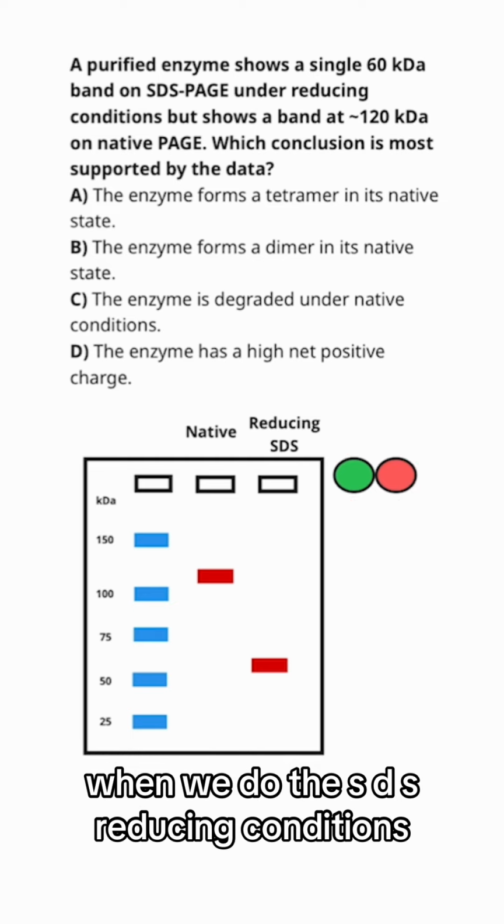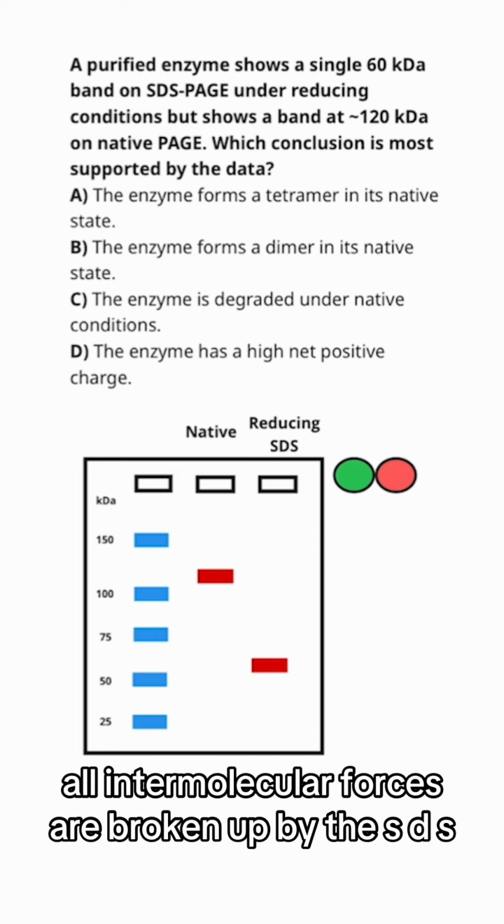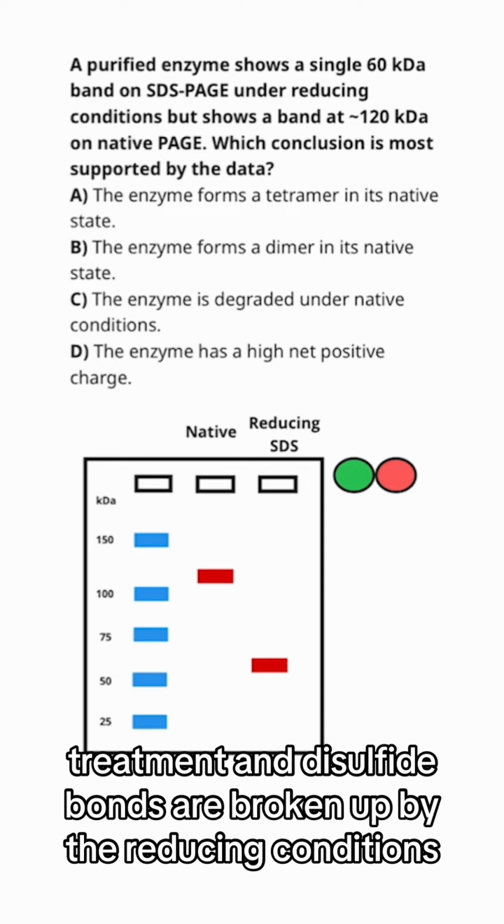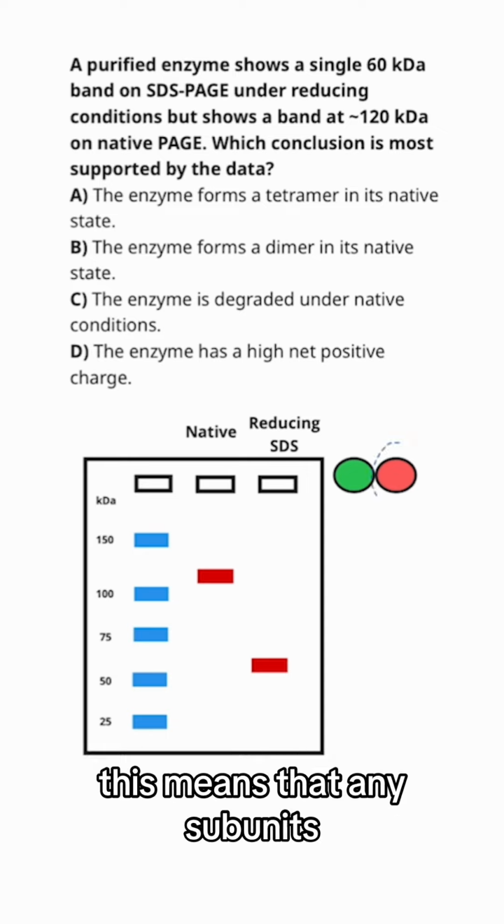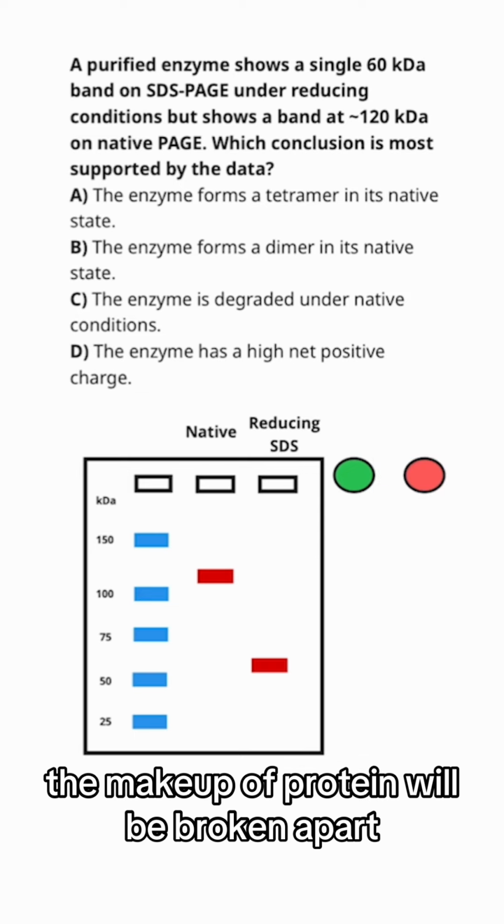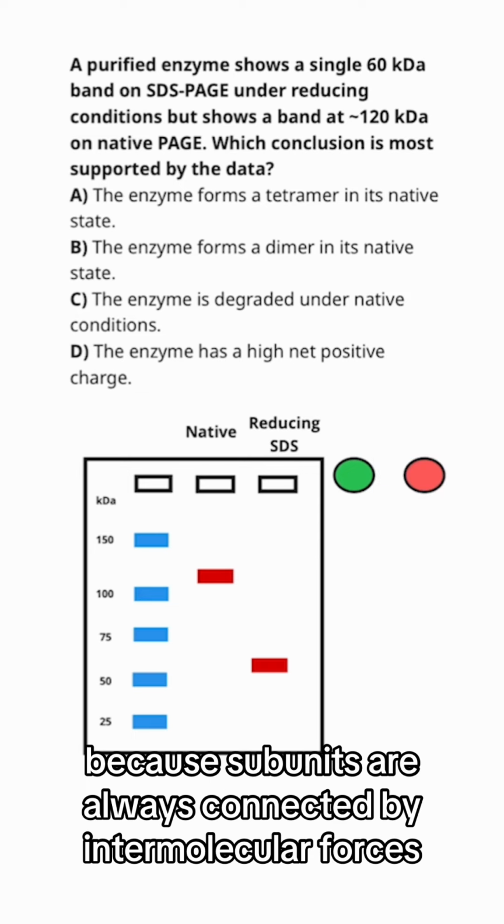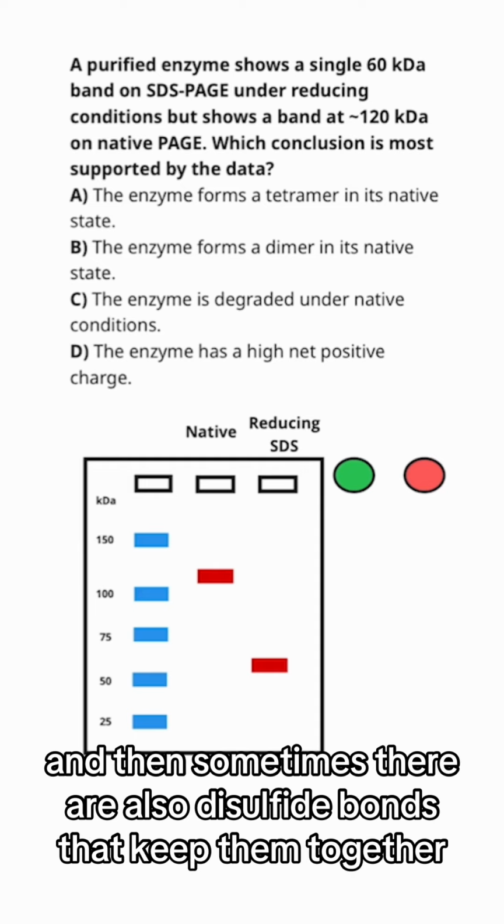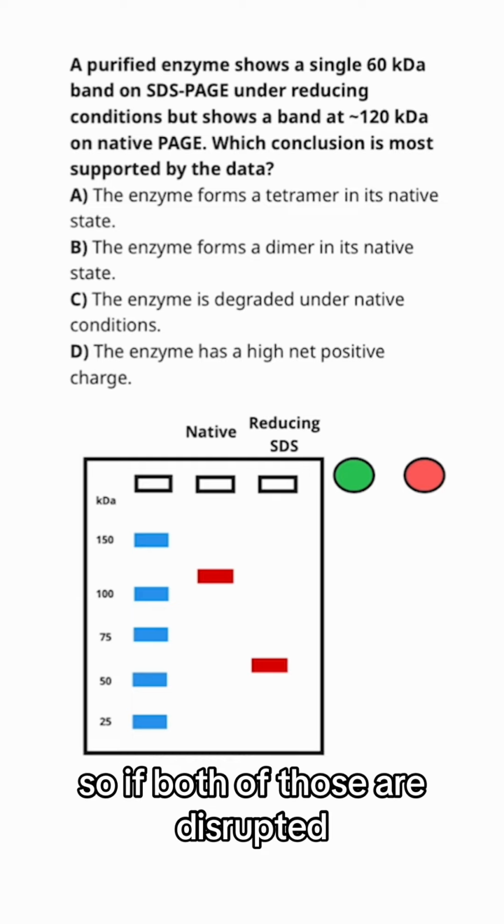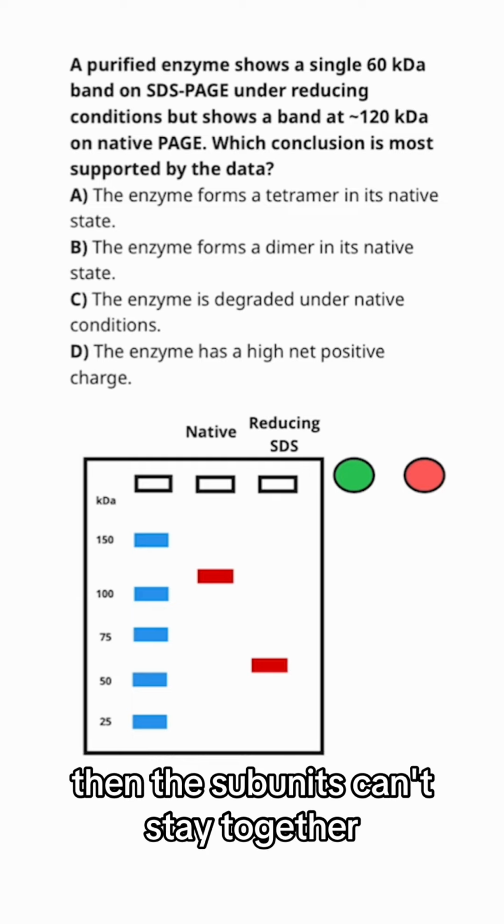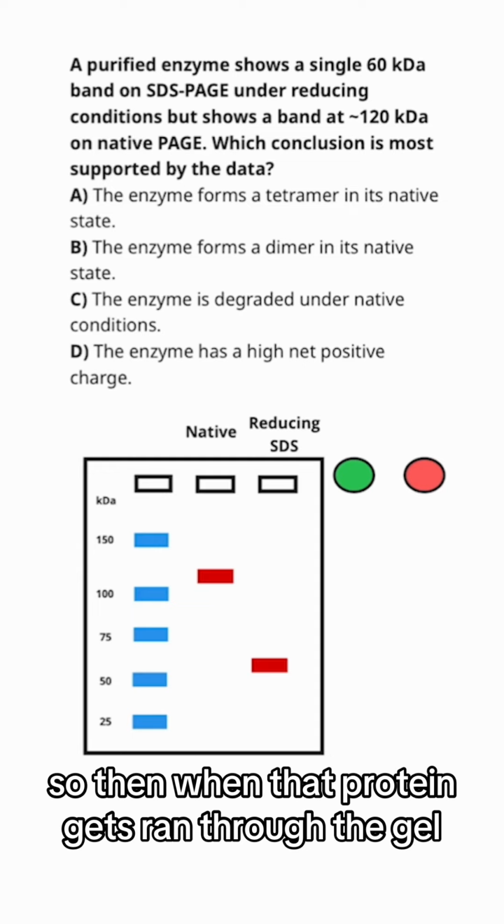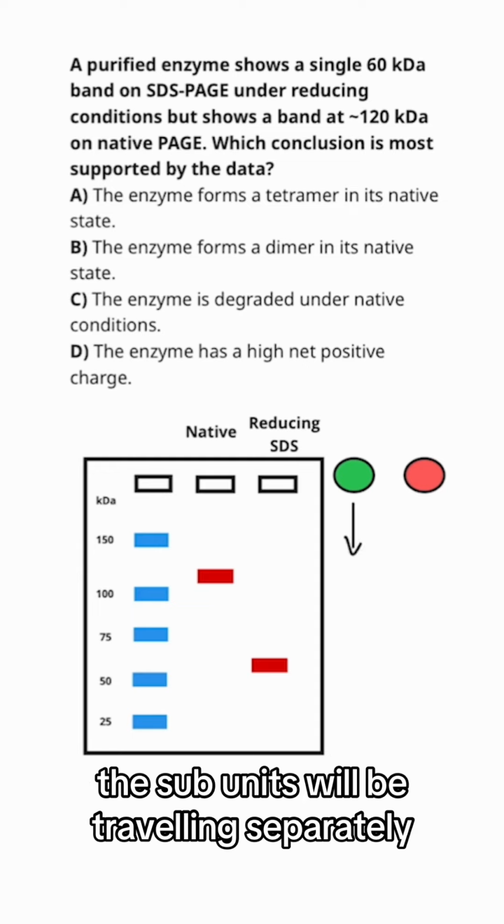However, when we do the SDS reducing conditions, all intermolecular forces are broken up by the SDS treatment, and disulfide bonds are broken up by the reducing conditions. This means that any subunits that make up a protein will be broken apart, because subunits are always connected by intermolecular forces, and then sometimes there are also disulfide bonds that keep them together. So if both of those are disrupted, then the subunits can't stay together. So then when that protein gets run through the gel, the subunits will be traveling separately.